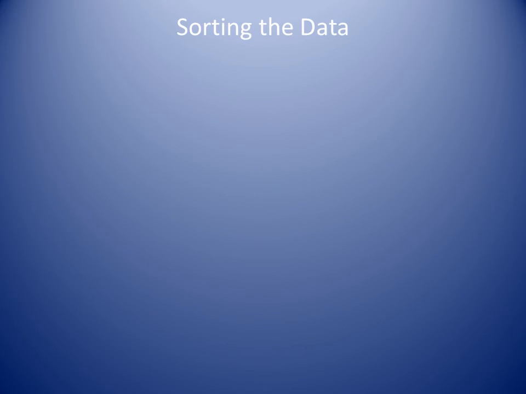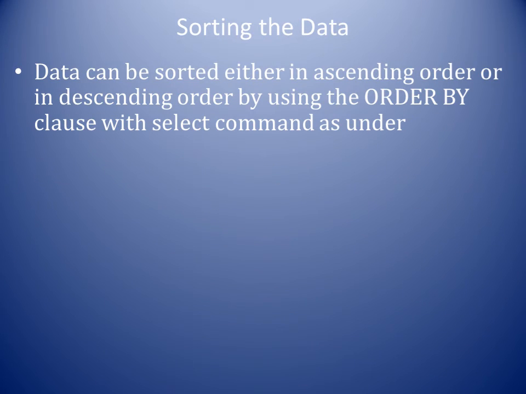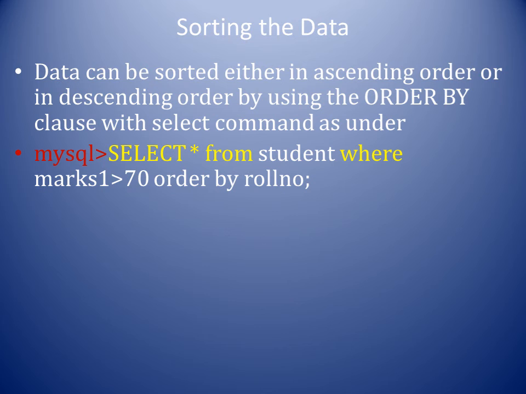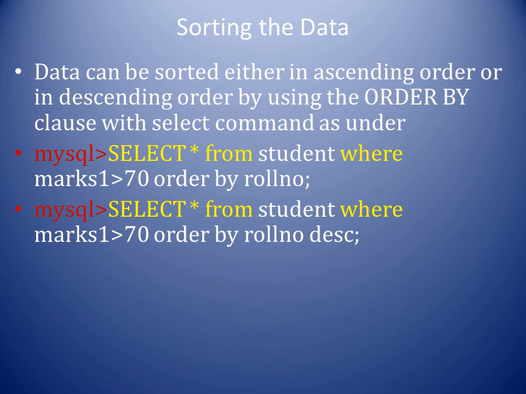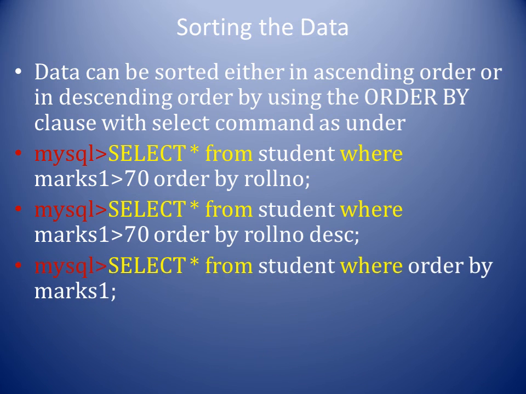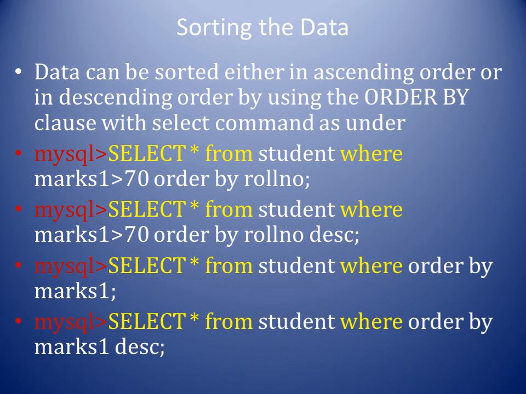At last is sorting the data of query, either in ascending or descending order. So in order to sort the data, order by clause is used. Before the column name, according to which we have to sort the data, we use this order by clause, as you can see in statement 1 and 3.